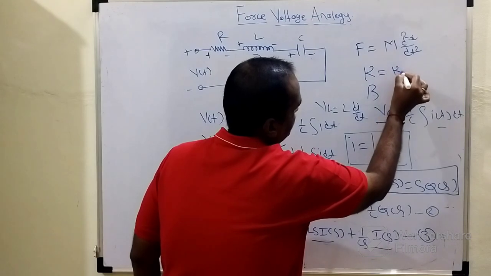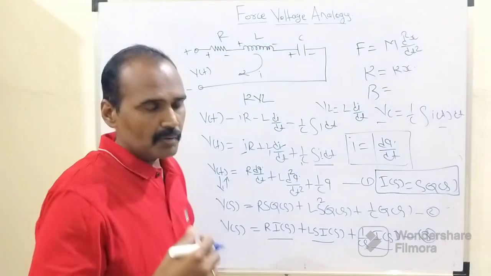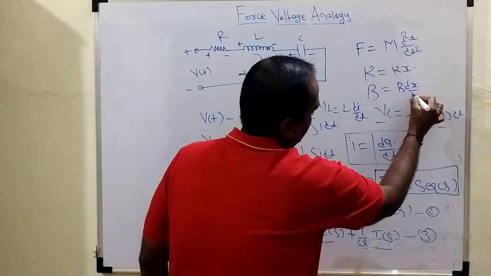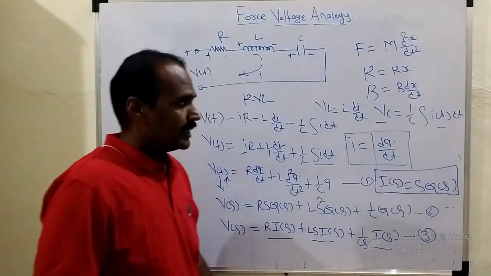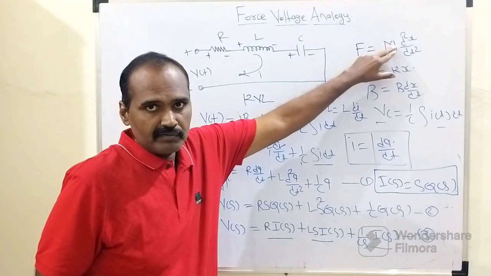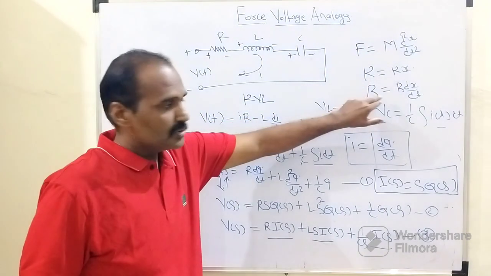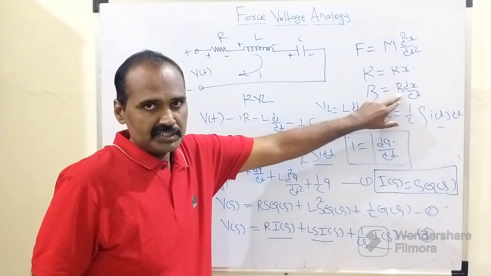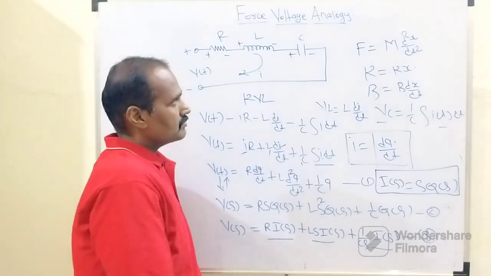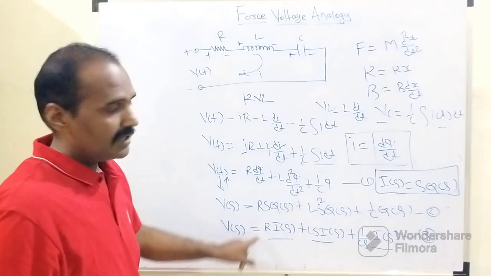The force equation for this spring is nothing but K into x. The force equation for this damper, which will try to oppose the flow of motion, is nothing but B into dx by dt, right? Means to that mass, we have the second order differentiation in the force equation. For the damper we have the first order differentiation, and for the spring we don't have any differentiation sign out there, right?